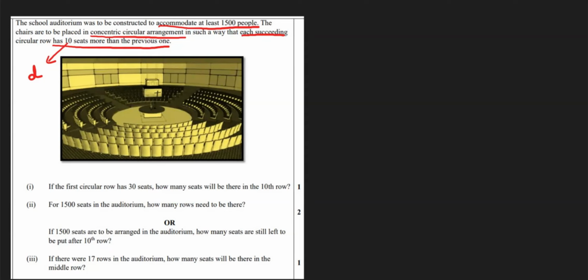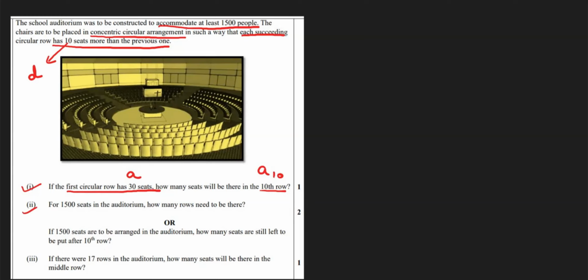The question says, if the first circular row has 30 seats, so you can make out that 30 is the first term. How many seats will be in the 10th row? Number of seats in the 10th row. So that's the first question that we will do the calculation for.